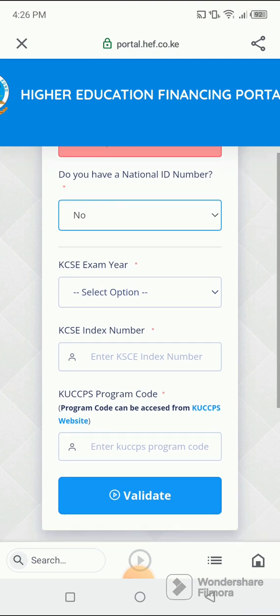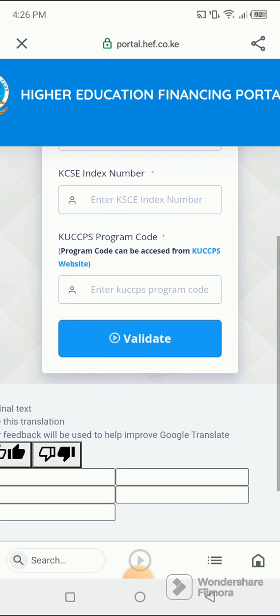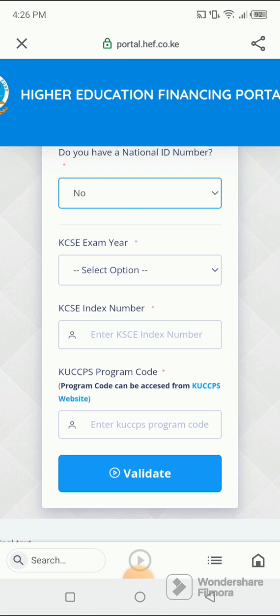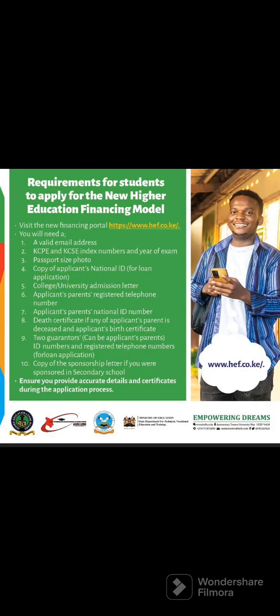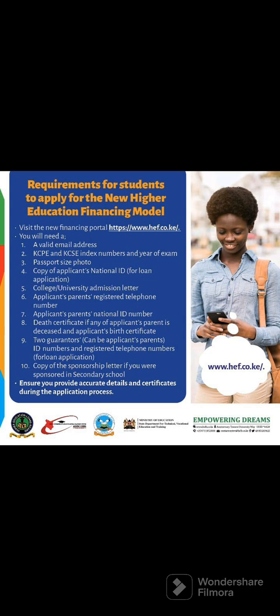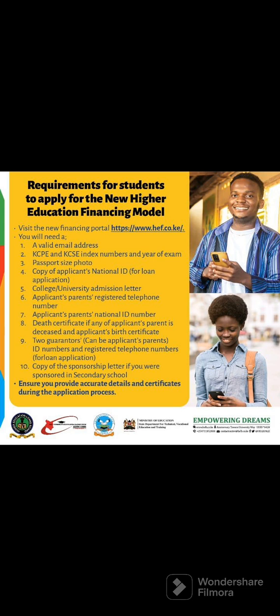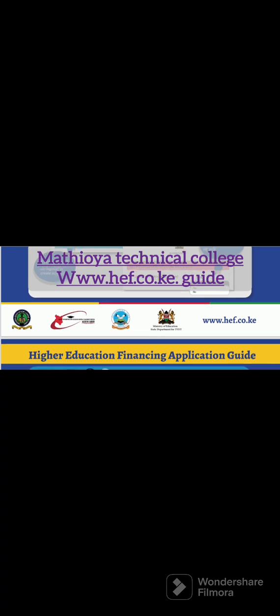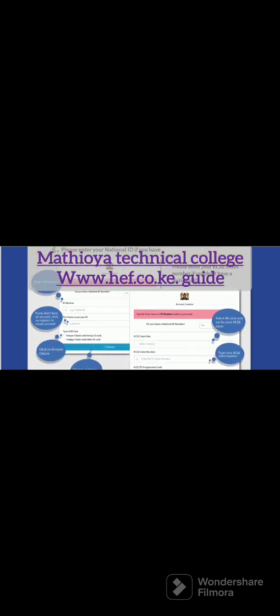You can see that once you click no, you provide your KCSE exam year, index number, and enter the KUCCPS program code, then validate. So remember to have these documents. Apart from this, it is good that you have a KRA PIN, a birth certificate, and a bank account. These will help you in having your documents scanned and saved in your email, either in your phone or in soft copy, or saved in your Google Drive, that is usually connected with your email.